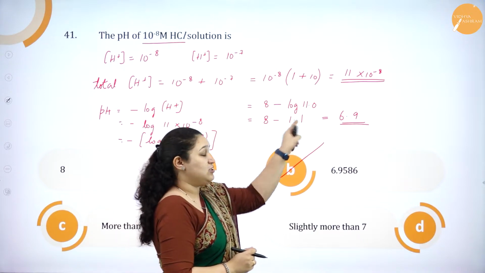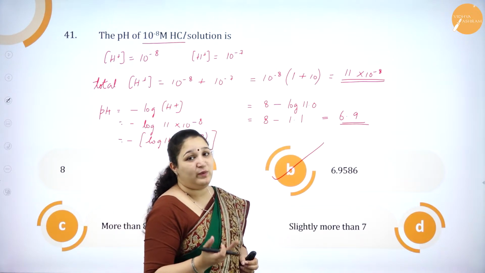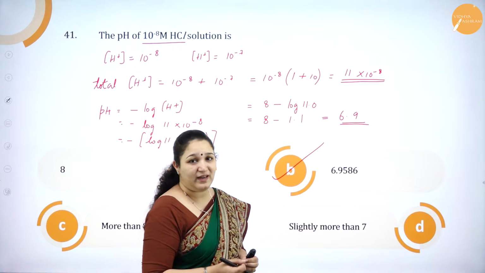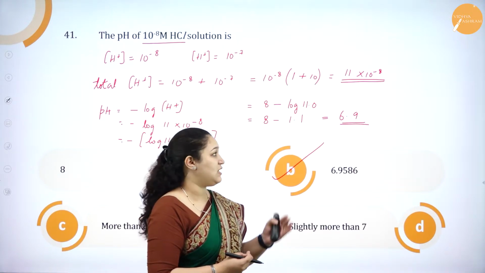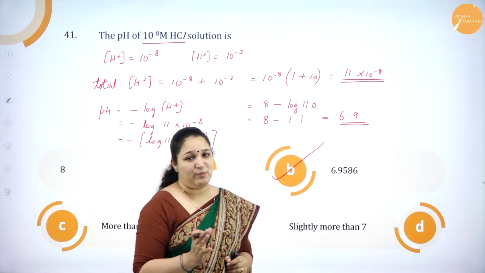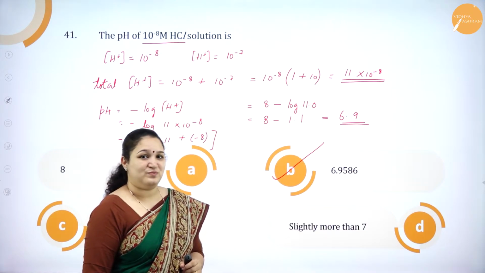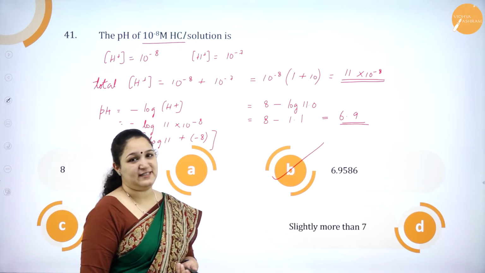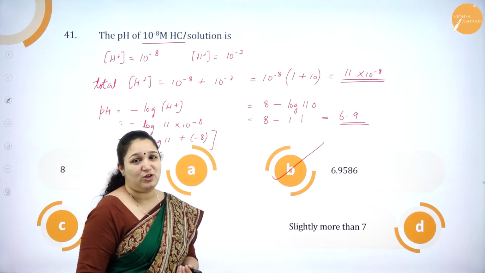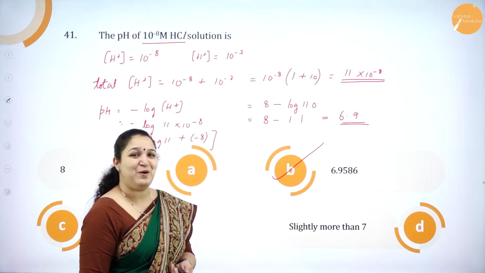Of course, this is not the correct method, but we do not have the logbook to know the direct log values, isn't it? So I am just taking the approximate nearest answer so that you will get the approximate correct value. Okay, so the answer is 6.9586. So I hope you understood how to solve this problem.